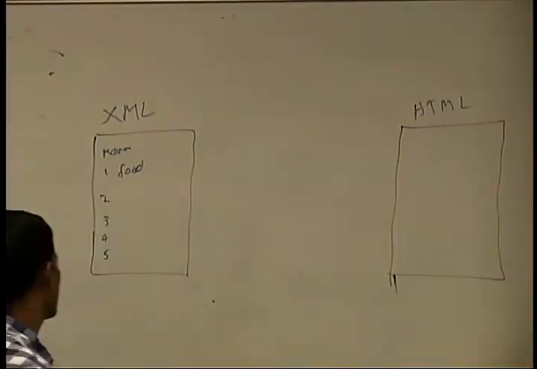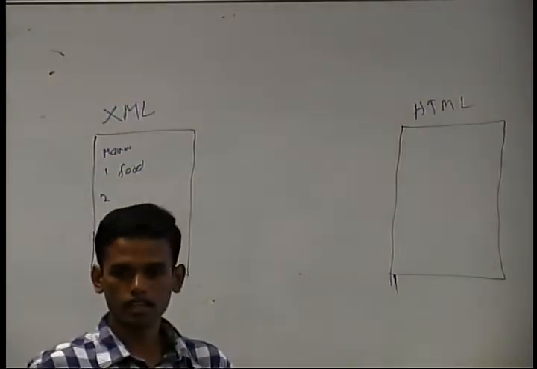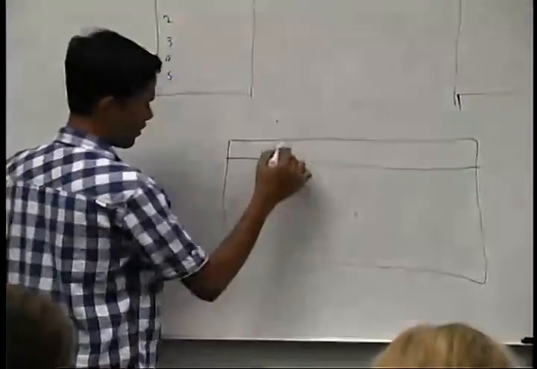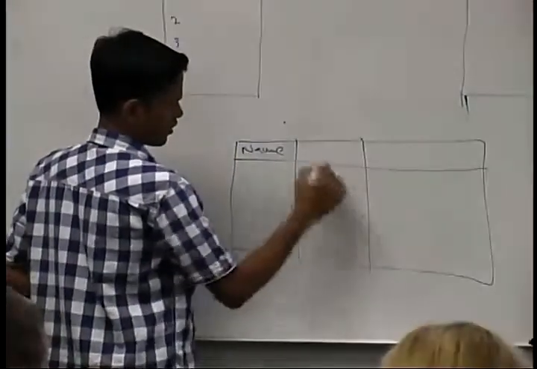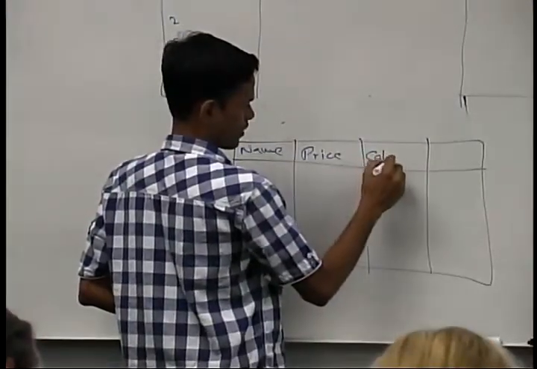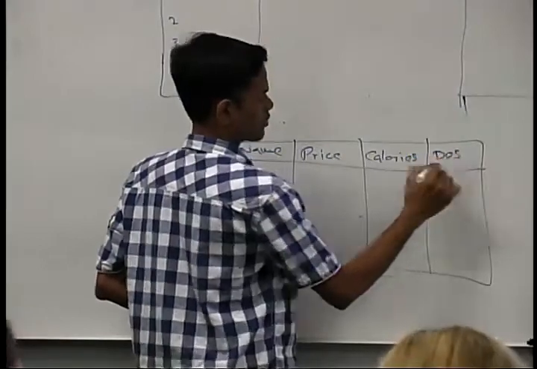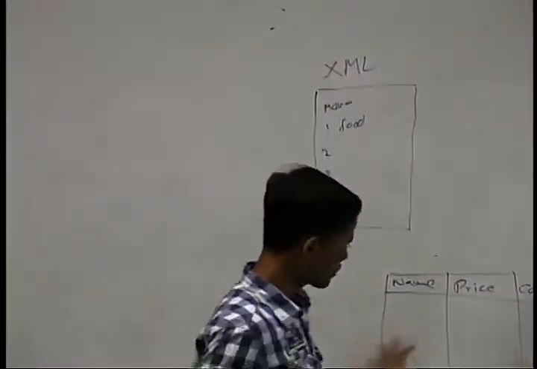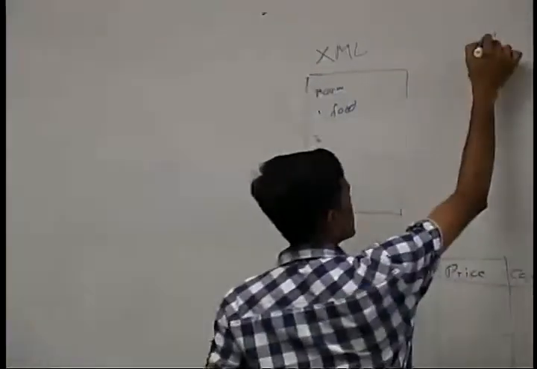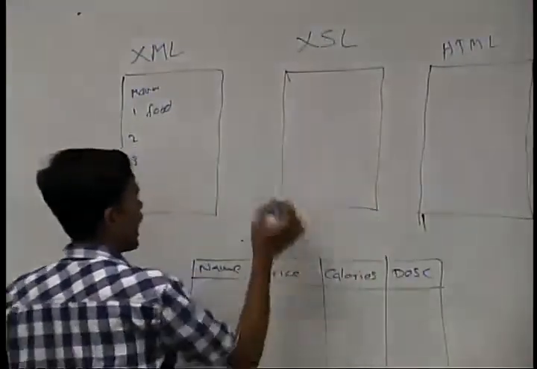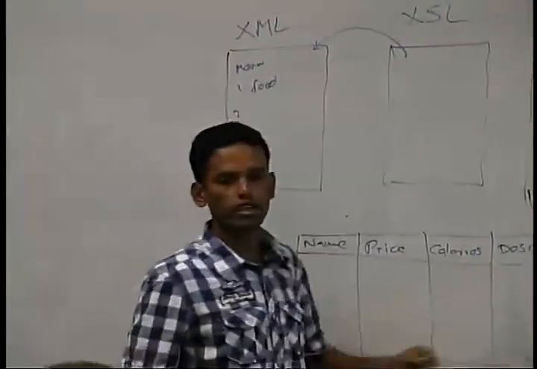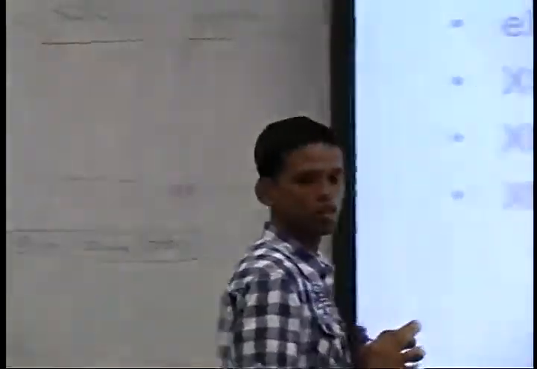Let's say I have 5 foods, and each food will have the price, description, calories, and all these attributes. I want to display this as a table where you have name, price, and description. But the XML format just contains the data. I want to display that. The solution is to use an XSL file: define your XSL, and attach this XSL file to the XML. Once you open this XML file from a browser, it will understand that the data in the XML document should be displayed in this format. That is the main usage of XSL.